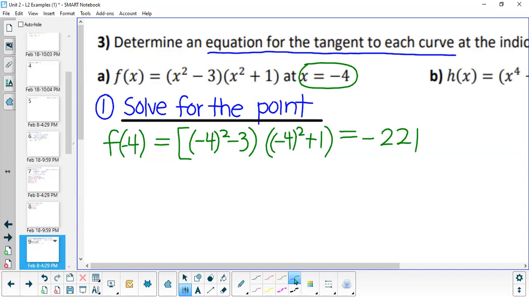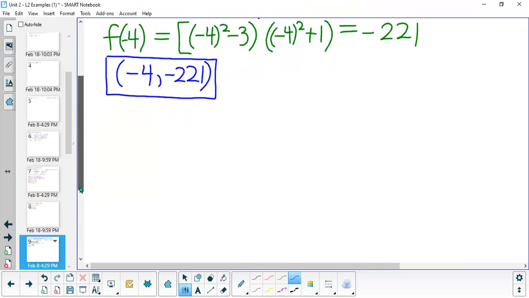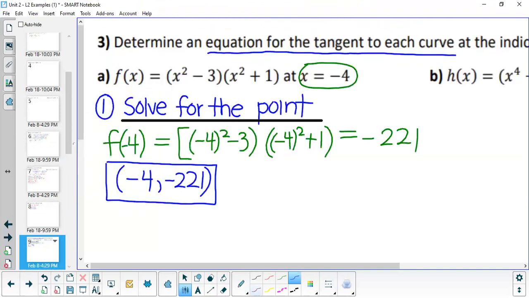So that means that my common point here, the point that I'm going to be using later on for the equation, will be when x is equal to -4, y is equal to -221. It's okay if you have a large value for your point. That's totally fine. Now I'm going to move on to step 2.